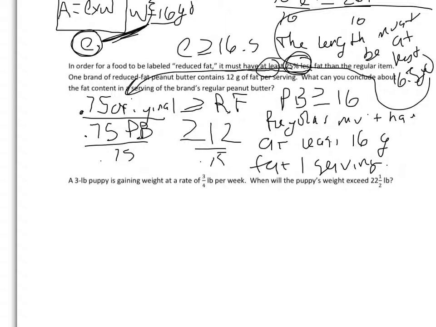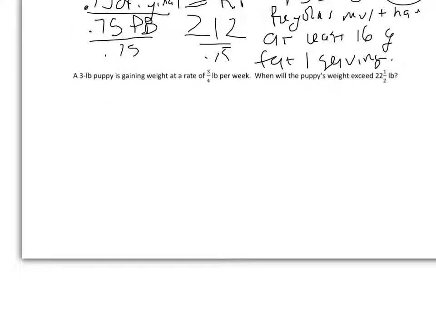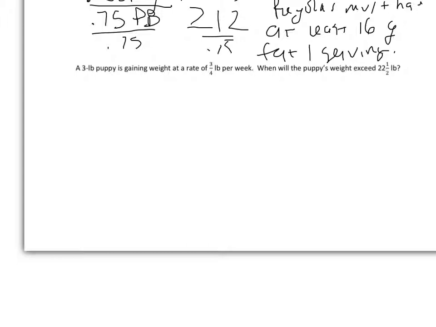So let's look at this last one, wrap it up. This is a lot like the blueprint copies problem we have on the other one, where there's a fixed amount and a variable amount. Now the problem says, a 3-pound puppy is gaining weight at a rate of 3/4 pound per week. When will the puppy's weight exceed 22.5 pounds? So puppy weight. When will it exceed? Exceeding is being greater than 22.5.